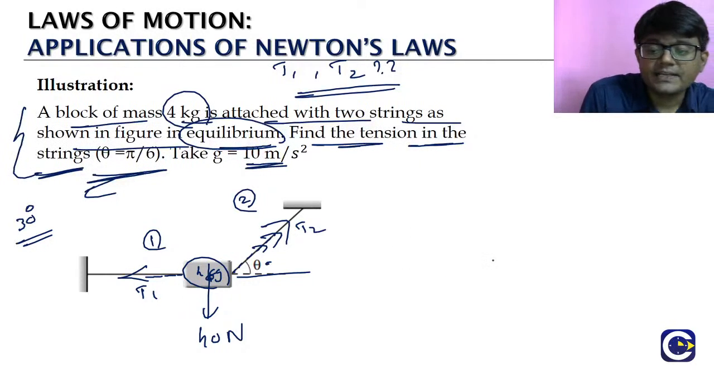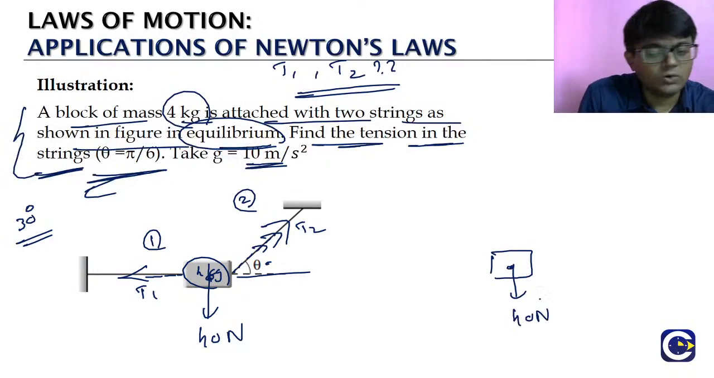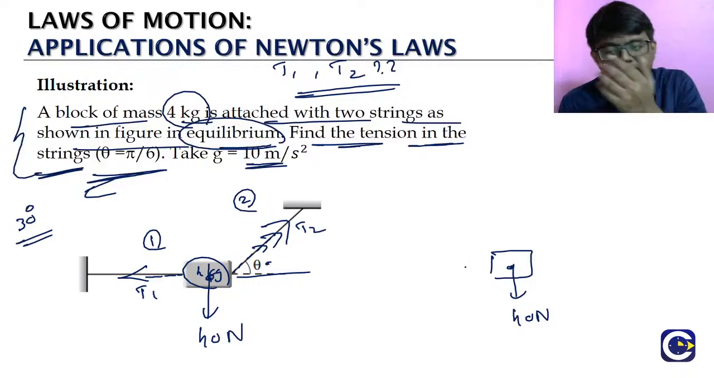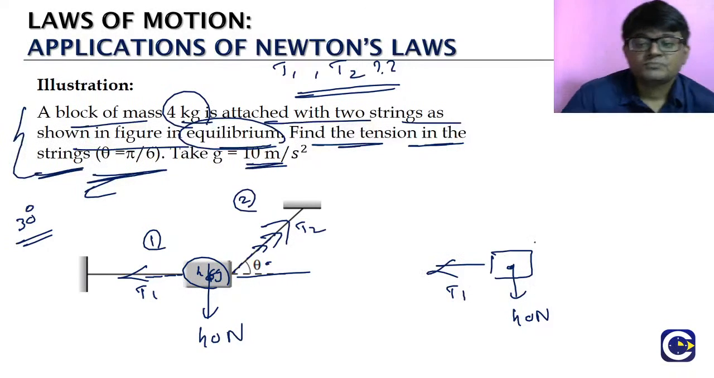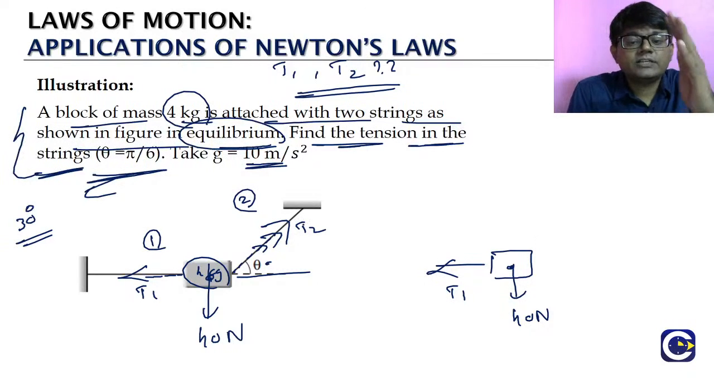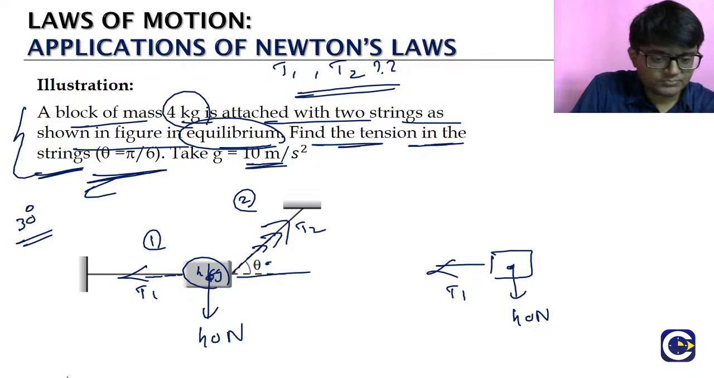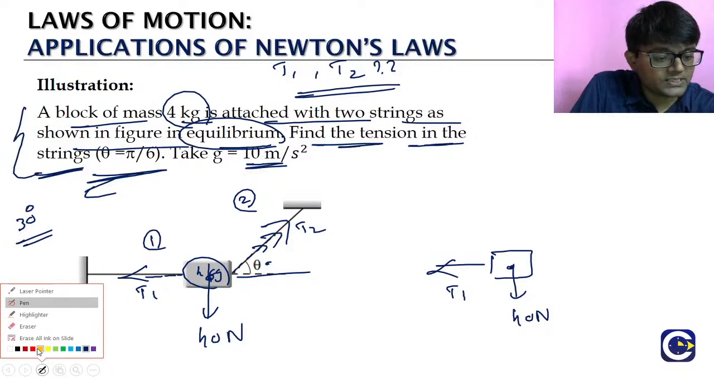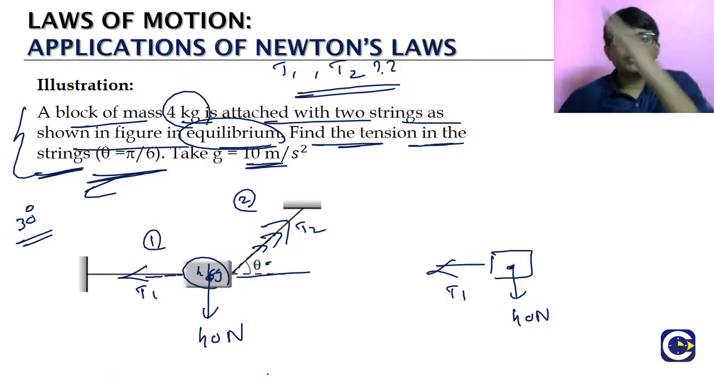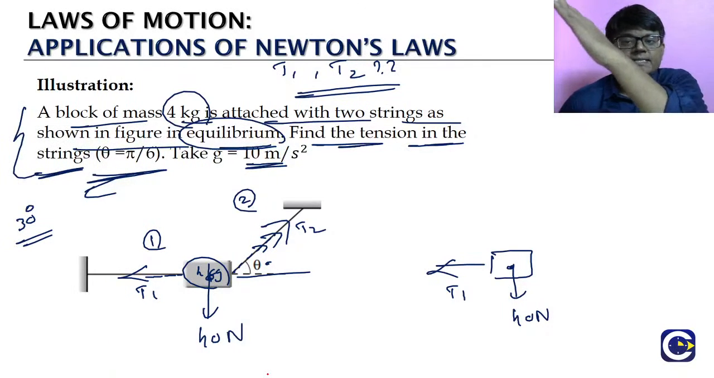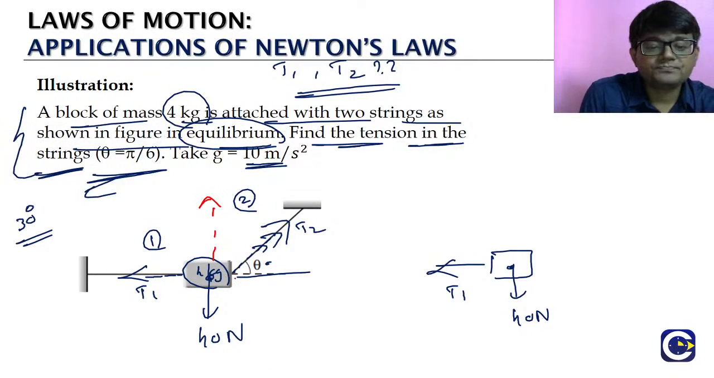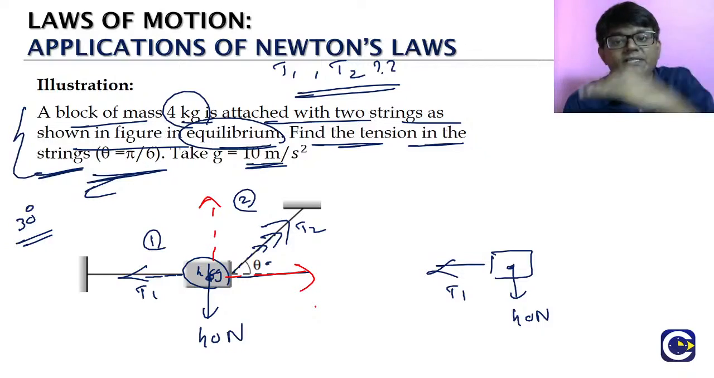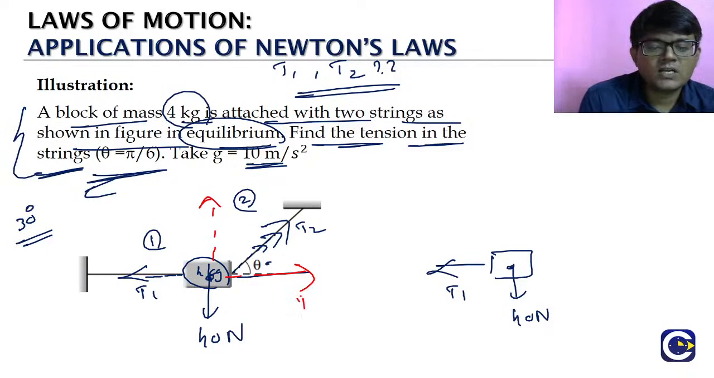See here, the idea is like this. Already the weight is acting down, along the vertical line only. And this T1 is already in the horizontal. So we will take the T2 components. T2 is along the rope, right? You take the components. Vertical component will be up. Horizontal component will be towards the right side. So what is the horizontal component?